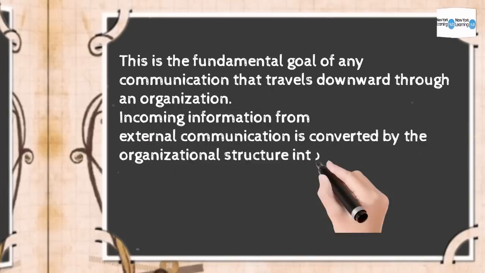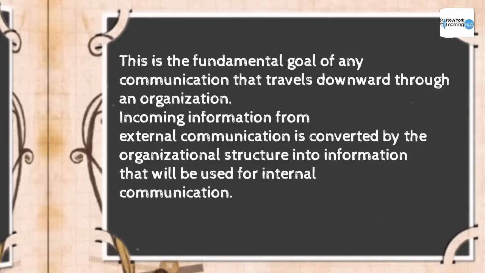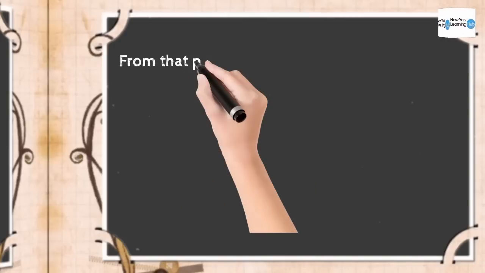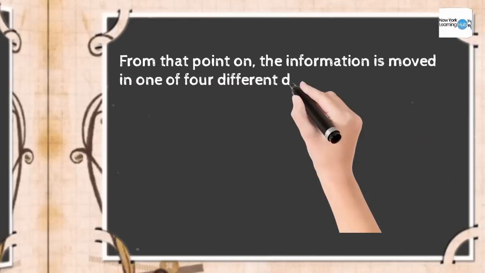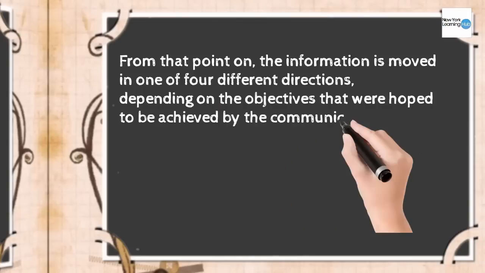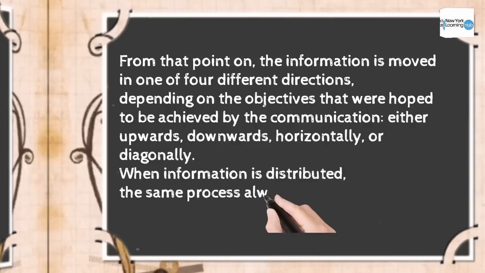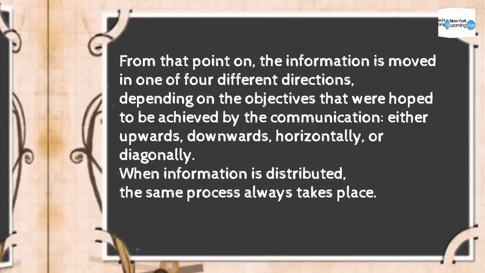Incoming information from external communication is converted by the organizational structure into information that will be used for internal communication. From that point on, the information is moved in one of four different directions, depending on the objectives that were hoped to be achieved by the communication: upwards, downwards, horizontally, or diagonally. When information is distributed, the same process always takes place.